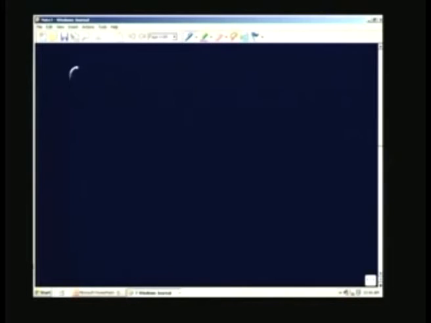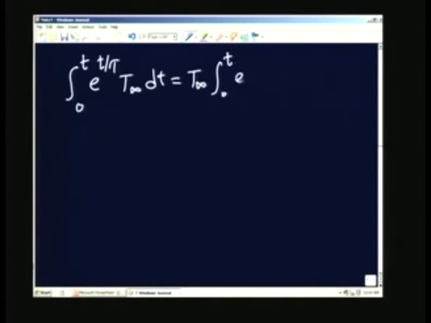So, the thing I require is the integral from 0 to t of e to the power of t by tau multiplied by T infinity dt. Because T infinity is now constant, I can take it outside and write it as T infinity times the integral from 0 to t of e to the power of t by tau dt, and this is a very simple integral. So, this becomes T infinity tau e to the power of t by tau. If you differentiate this, you will get this one.